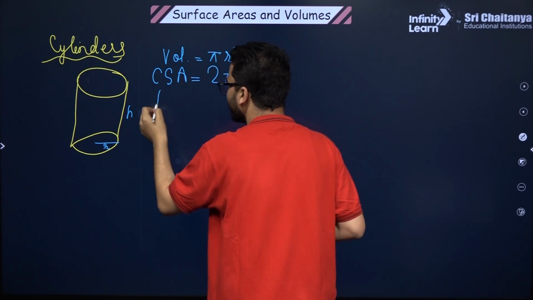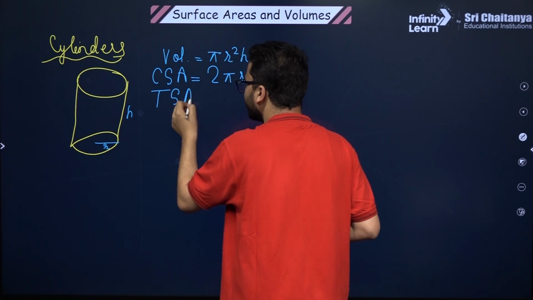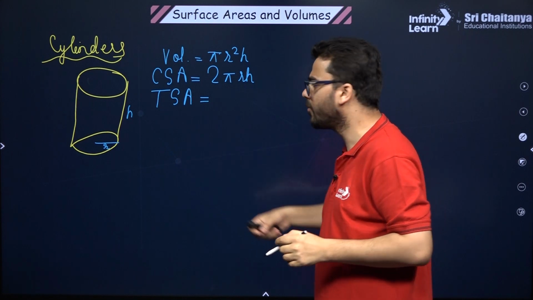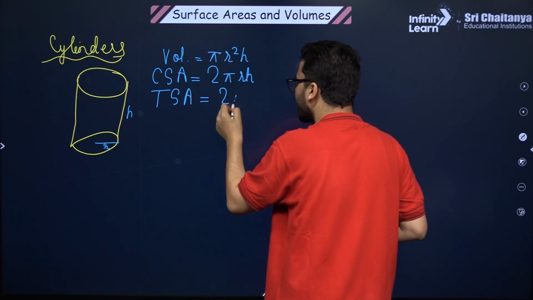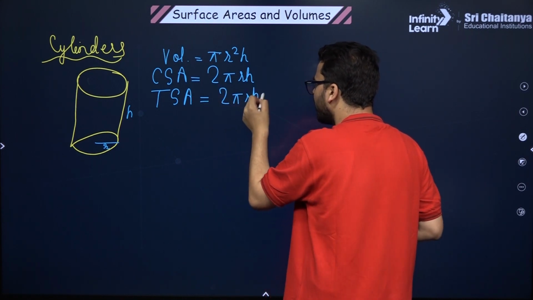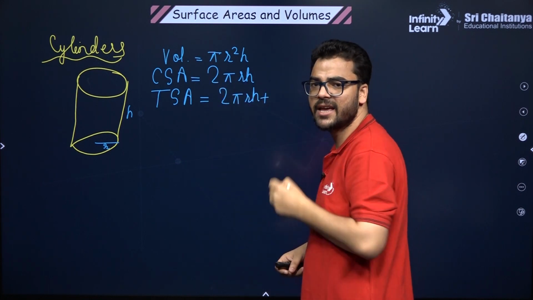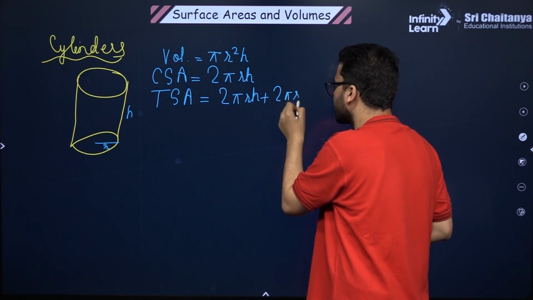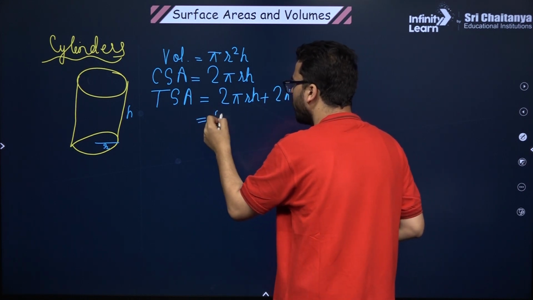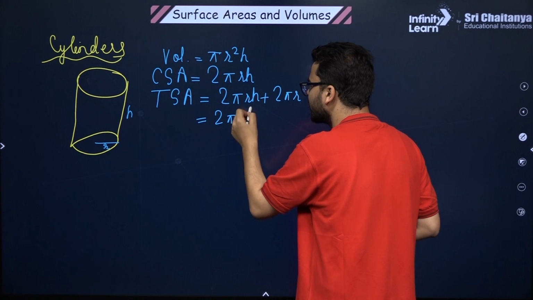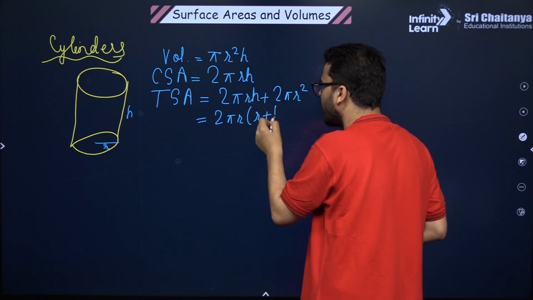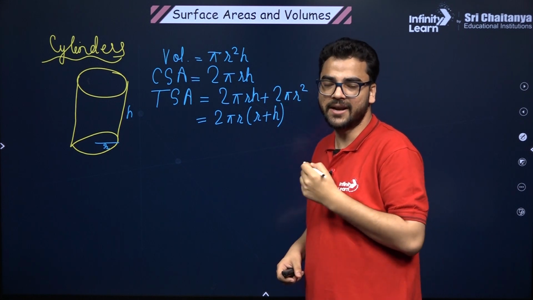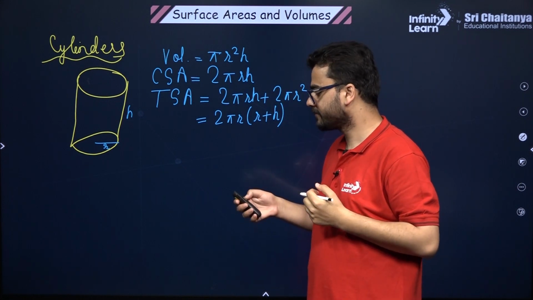What is its total surface area? In total surface area, if it is a closed cylinder, you will take the top as well as the bottom. So total surface area will be curved surface area plus area of the top as well as the area of the bottom. So you will say pi r square plus pi r square, so 2 pi r square, right? So you can take 2 pi r as common. So total surface area will be 2 pi r into r plus h. So this is the total surface area of a cylinder. So I hope it is clear.